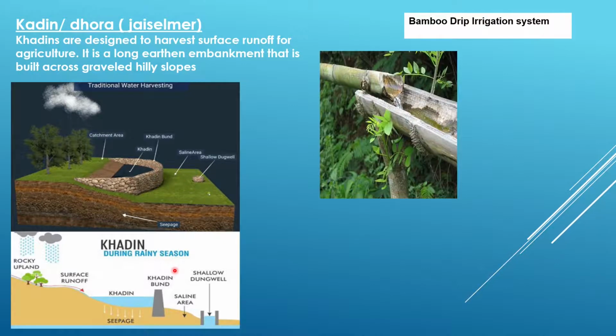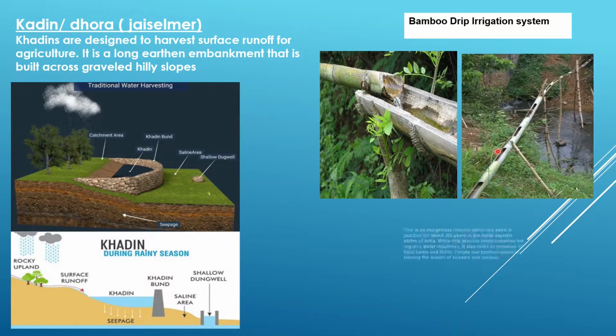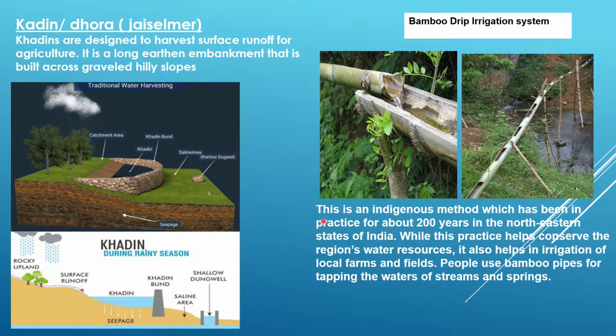Bamboo drip irrigation in northeast India, especially in Meghalaya. This is an indigenous method which has been in practice for about 200 years in the northeastern states of India. While this practice helps conserve the region's water resources, it also helps in irrigation of local farms and fields. People use bamboo pipes for tapping the waters of streams and springs. It is a totally eco-friendly structure.